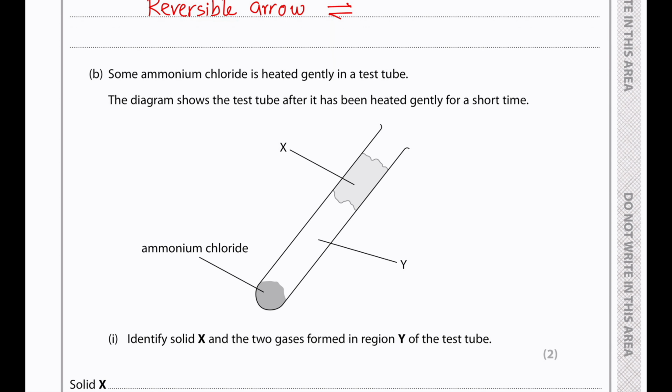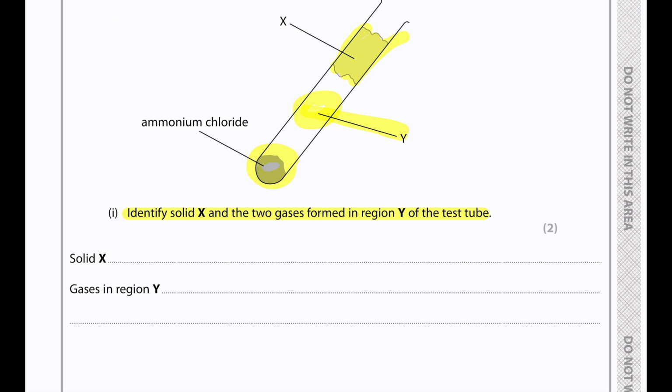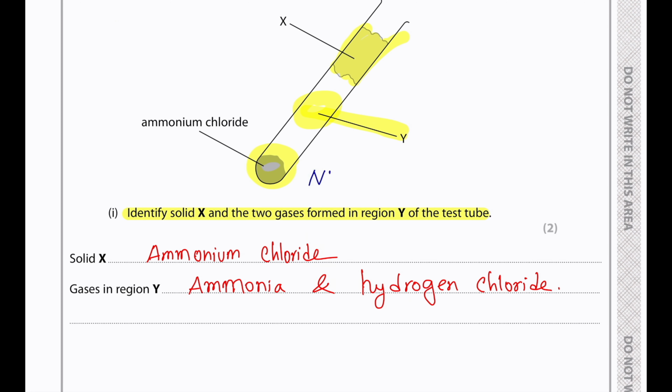Some ammonium chloride is heated gently in a test tube. The diagram shows the test tube after it has been heated gently for a short time. So ammonium chloride is heated at this end, and we can see X forming at this end, and Y is showing some sort of gas. Identify solid X and the 2 gases formed in the region Y of the test tube. So the solid X would be ammonium chloride back again, and Y would be a mixture of ammonia and hydrogen chloride. Just to show you an equation how it works: ammonium chloride, when it is heated, turns into ammonia gas, NH3, and hydrogen chloride gas.